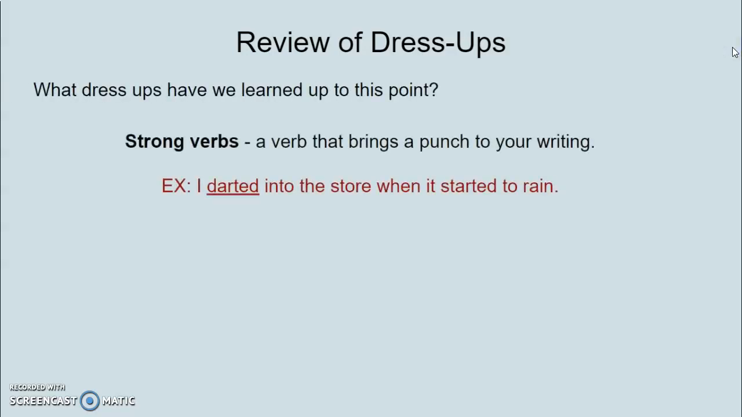First, we looked at strong verbs. And what is a strong verb? It's a verb that brings punch to your writing, gives it a little boost, makes it a little bit more exciting. So I give an example here. I darted into the store when it started to rain. I could have easily said I went into the store when it started to rain, or I ran into the store when it started to rain, but I chose to use a word that was a little bit more exciting and makes my writing pop.